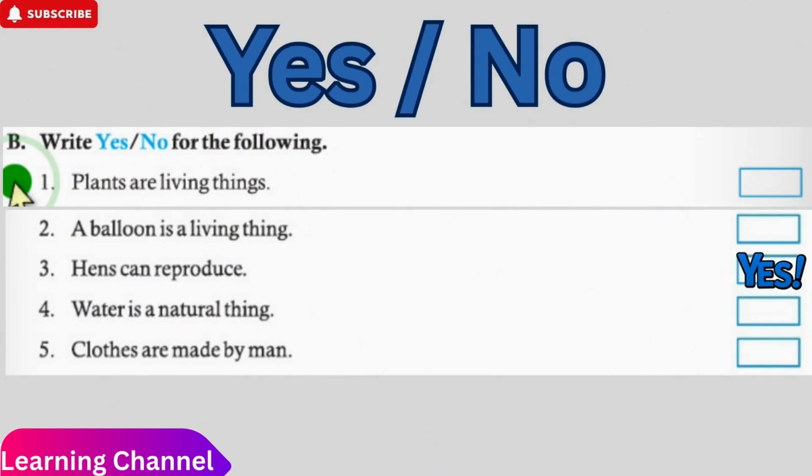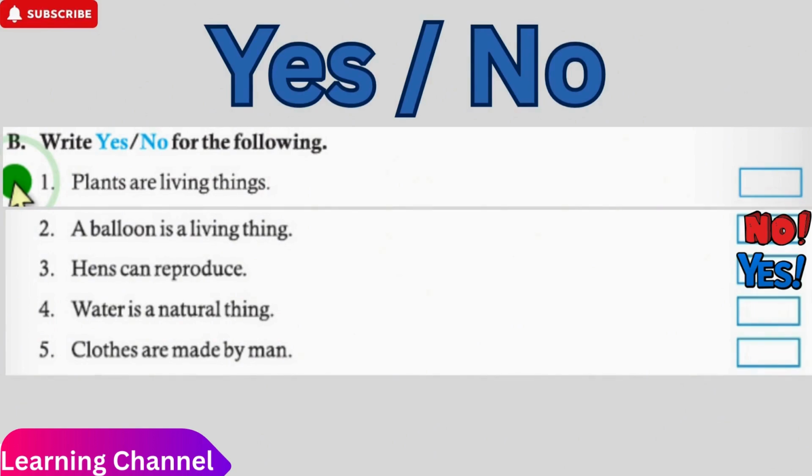2. A balloon is a living thing. The answer is no. Balloon is not a living thing. 3. Hens can reproduce. The answer is yes. Hens can reproduce.